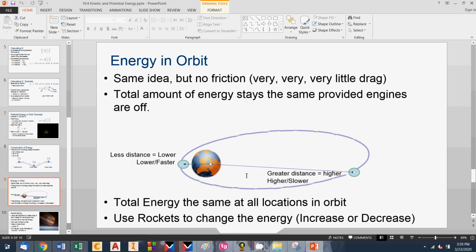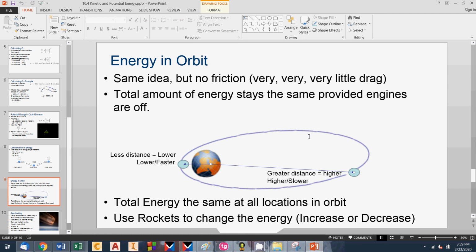All right. Now, how do we change this? Well, you have to apply energy to the system. So if I fire prograde, I'm going to add energy to my orbit. So I'm either going to make part of it go out higher, or I'm going to make part of it faster, or both most likely.